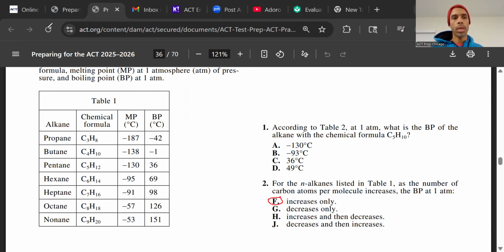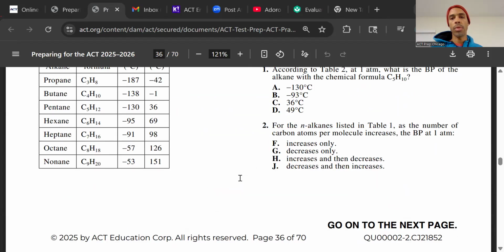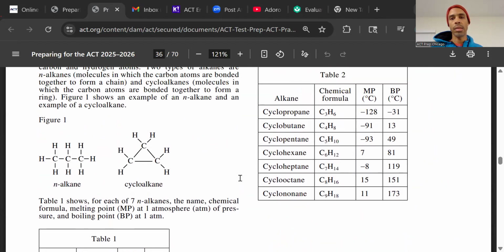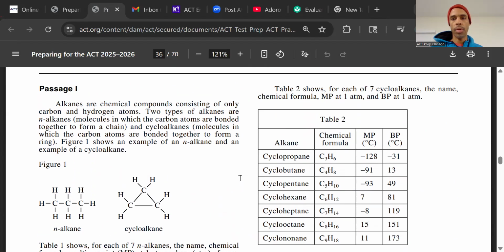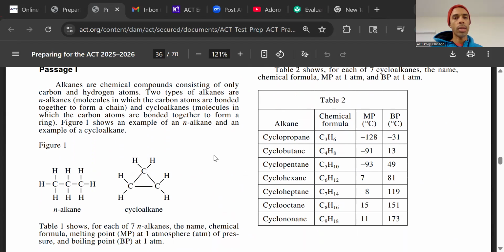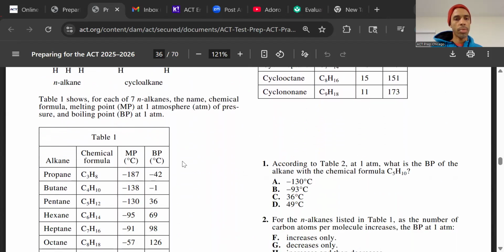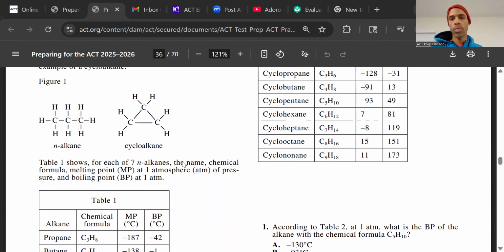Okay, number three. At 1 ATM, how many of the cycloalkanes, I think that was table two, right? This in table two, have an MP above the MP of ice. What is the melting point of ice? So let's see if they give us the melting point of ice. They do not. I do not see the melting point of ice.